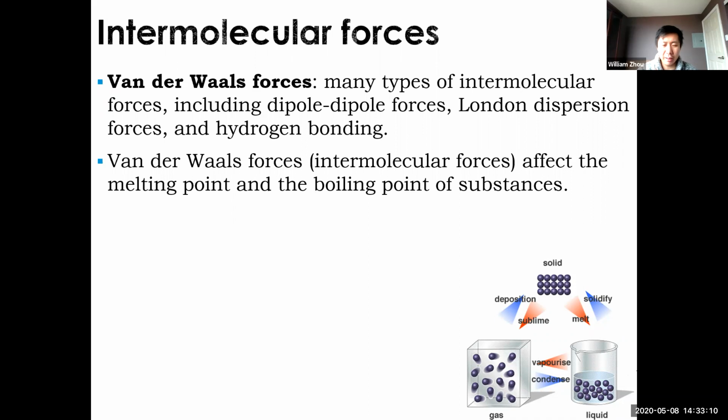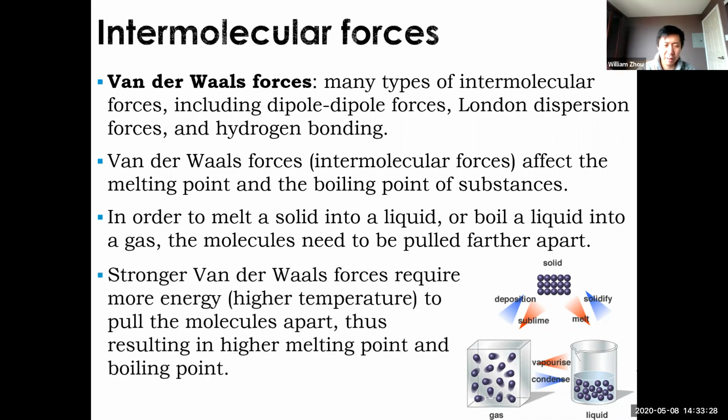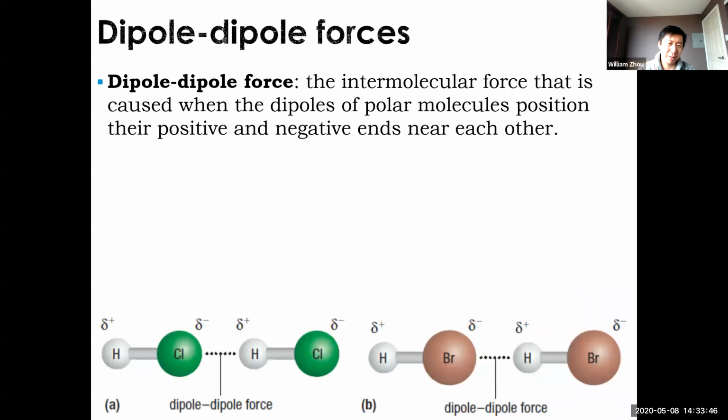And similarly, if you want to boil a liquid into a gas, you have to separate them. And the stronger the force of attraction with each other, the harder it is to separate them into the gas state. So the intermolecular forces are the cause of the different boiling and melting points. All right, does that make sense? Stronger force requires more energy, thus higher temperature to pull the molecules apart. All right, so before we get to ranking boiling points, let's actually learn what these forces are and how they came into existence. Why do we have them in the first place?